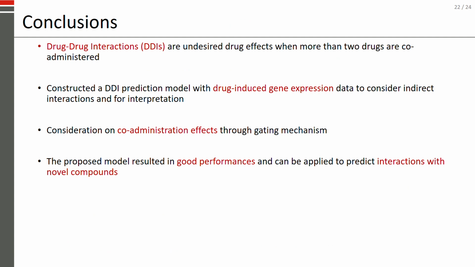In summary, I constructed a deep learning-based prediction model for drug-drug interactions. I used drug-treated gene expression data to consider indirect interactions at the transcriptomic level and applied the graph embedding technique to successfully train the model. Also, the simple GLU was adopted to calculate feature weights and mimic co-administration effects.